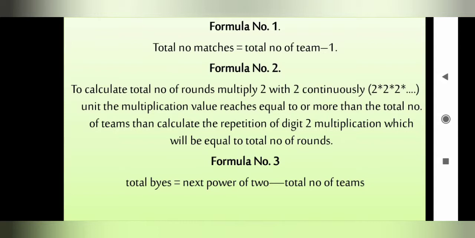Okay class, then the next formula is the total number of byes. The total number of byes is equal to the next power of 2 minus the total number of teams. Okay class, so this is the formula to know how many byes we are giving. So the formula is total number of byes is equal to the next power of 2 minus the total number of teams. Okay class, so let's move to the next page.